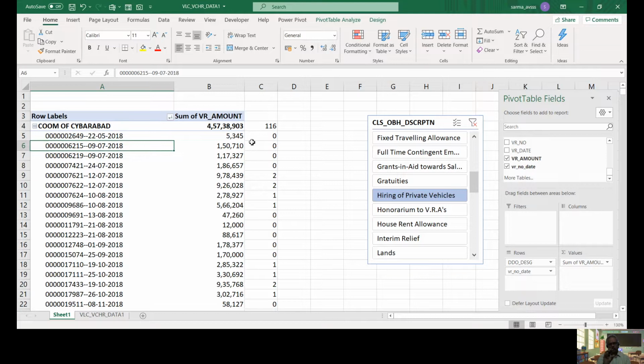Okay, so once we know that this DDO is spending in this pattern, so on the same day he's drawing two bills or three bills, right? Like that, then we can identify why he's doing like that, and maybe if there are multiple agencies, then it may be a genuine thing.